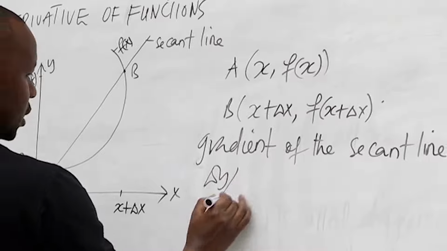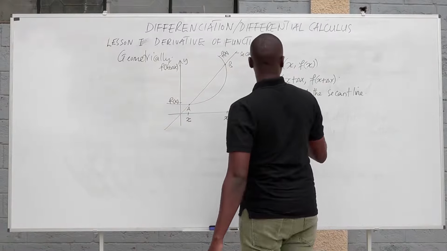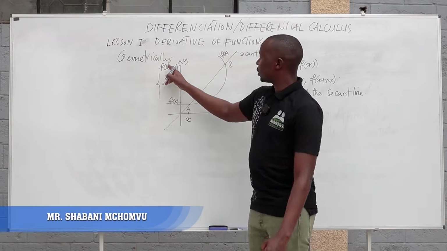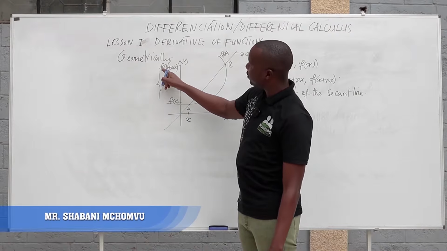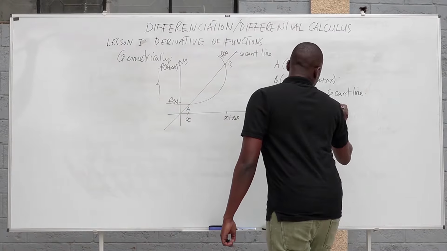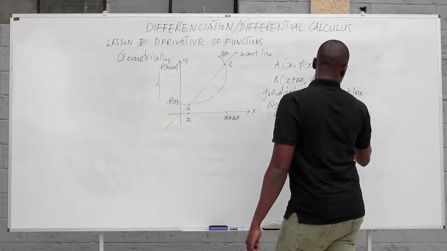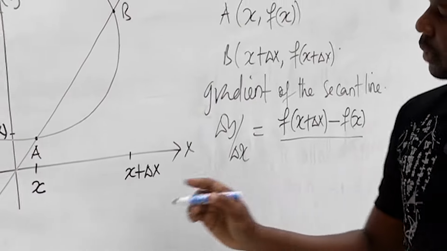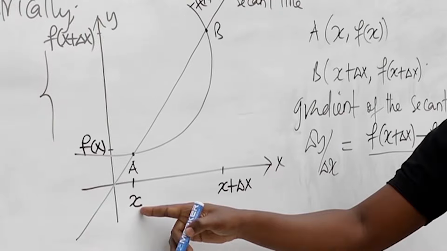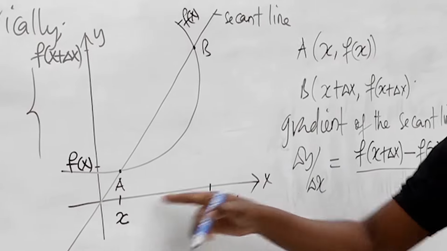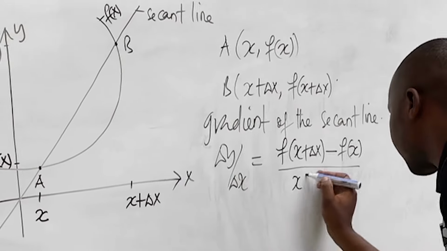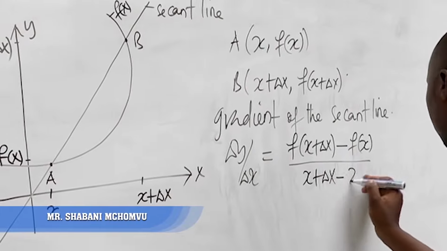That will be the change in y over the change in x. It means we find the change in y, that is y2 minus y1. Our y2 is the function of x plus change in x, then we subtract the function of x, and then we divide by change in x. We look at the displacement along the x-axis. So we have x as the starting point, and after displacement we have x plus change in x. So we take this minus this, and we get the change in x: x plus change in x minus x.